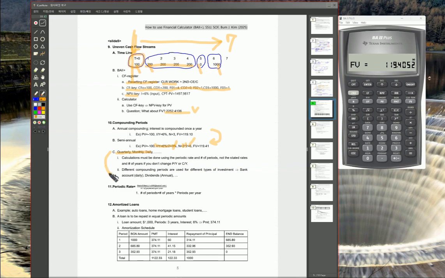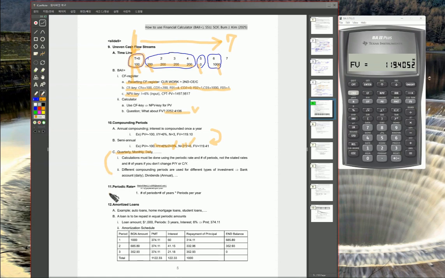However, when you interpret your calculation outcome, you have to pay attention to the actual length of the period. That's how you can understand what is happening in a realistic situation. Different compounding periods are used for different types of investment: bank accounts daily, dividends annually, and so on.